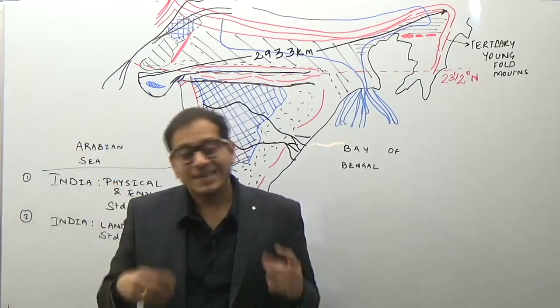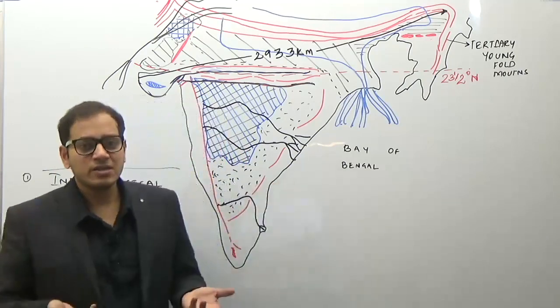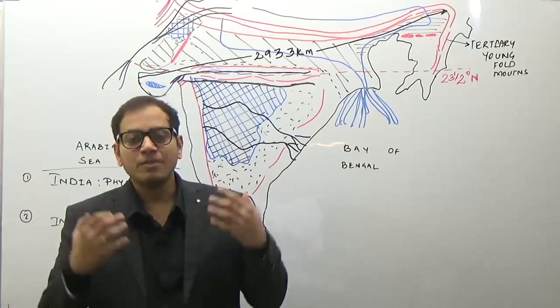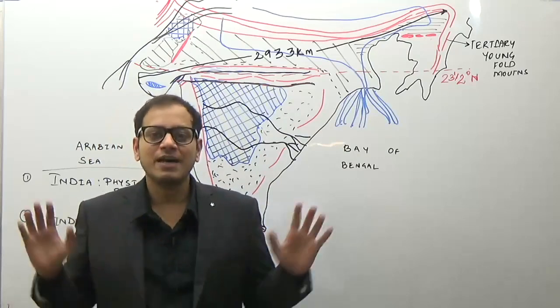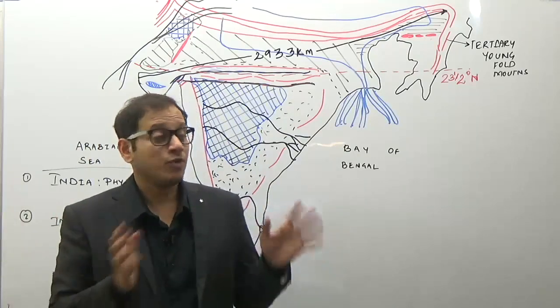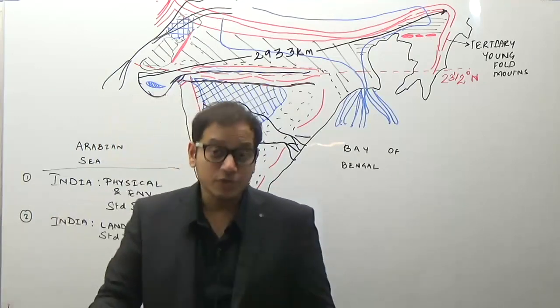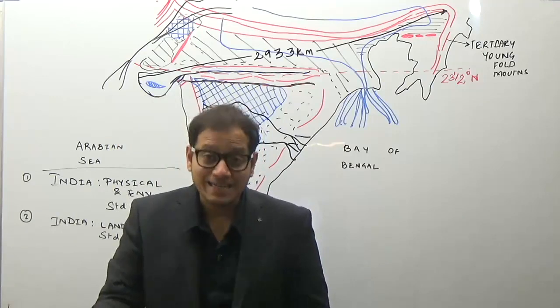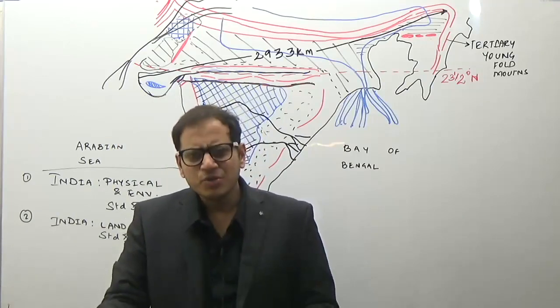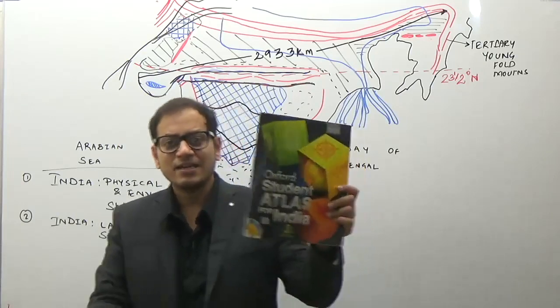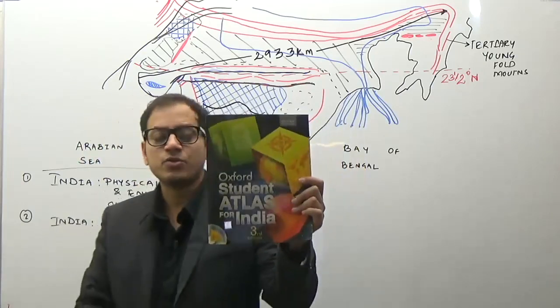Now, what are the other sources of reference? What are the other books? I can vouch that if you follow my lecture series regularly, you do not require any other source. The third book which you should have is an atlas. You can use any atlas, but if you have not yet bought one, I think a good one is the Oxford Student Atlas.